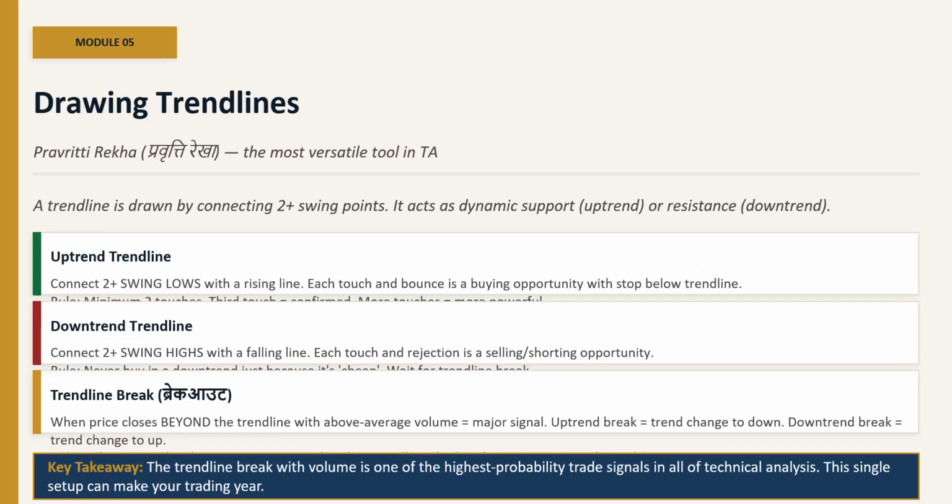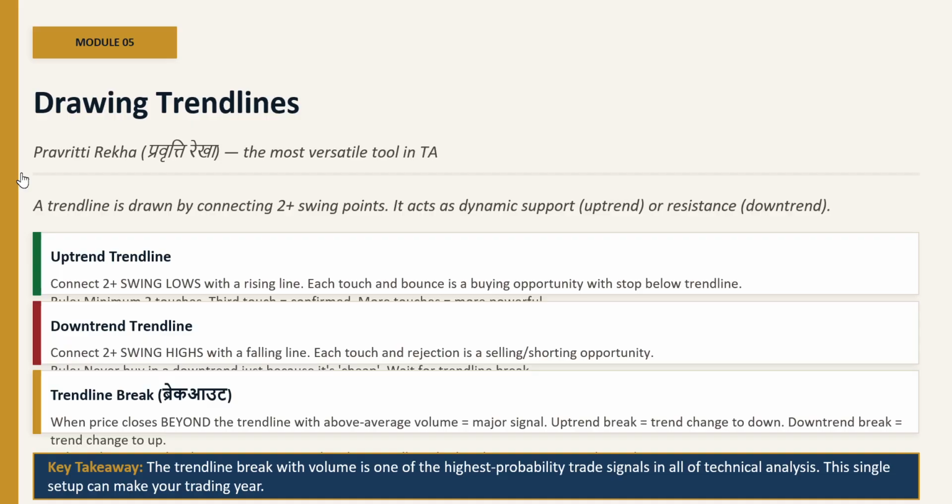Drawing trend lines. A trend line is one of the most versatile tools in technical analysis. For an uptrend trend line, connect two or more swing lows with a rising diagonal line. This line acts as a dynamic support. Price respects it on each pullback. For a downtrend trend line, connect two or more swing highs. Price keeps getting rejected as it rises towards this falling line.